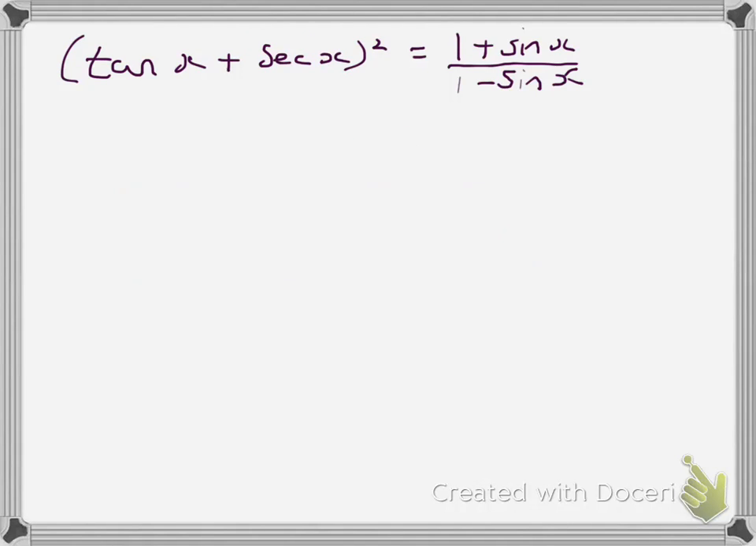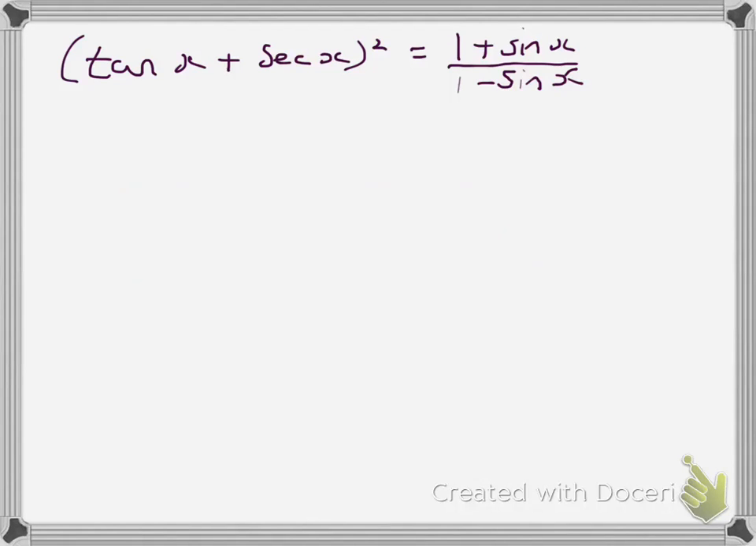Now we're going to look at what happens when we have to prove something that we've never seen before. So here's a random formula: tan x plus sec x all squared is equal to 1 plus sin x over 1 minus sin x. And I want to prove that the left-hand side of this equation is equal to the right-hand side. In other words, I'm proving the identity.